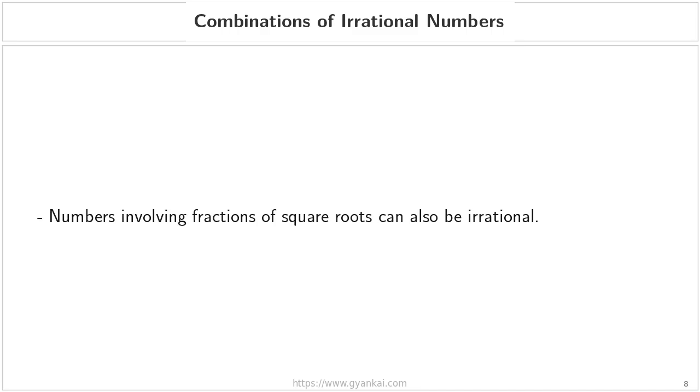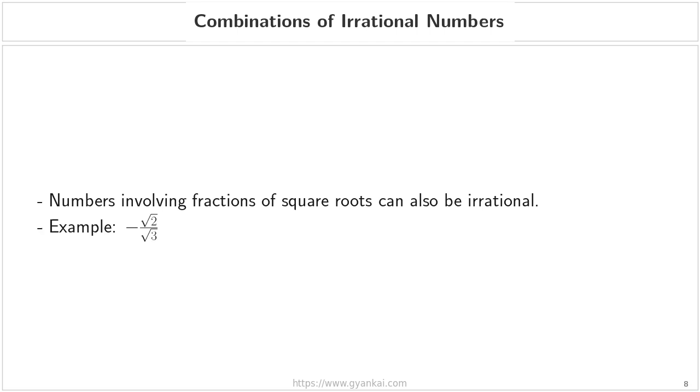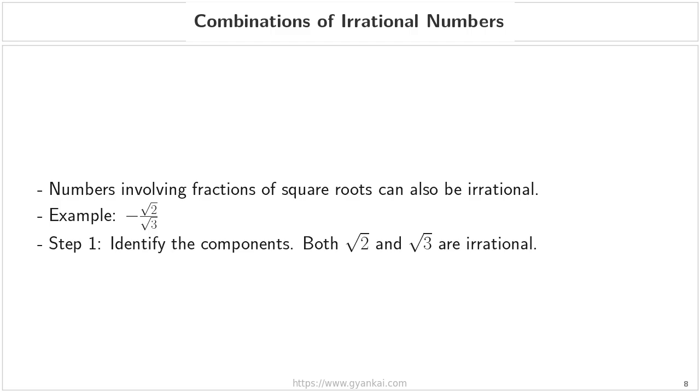Combinations of irrational numbers. Now that we have looked at individual irrational numbers like square roots and mathematical constants, let's see what happens when we combine them. It is important to note that numbers involving fractions of square roots can also be irrational. Let's examine this specific example: negative square root of 2 all over square root of 3. To determine if this is irrational, we can follow a simple 3-step process. First, identify the components. As we discussed in our previous slides regarding non-perfect squares, both the square root of 2 and the square root of 3 are irrational numbers.